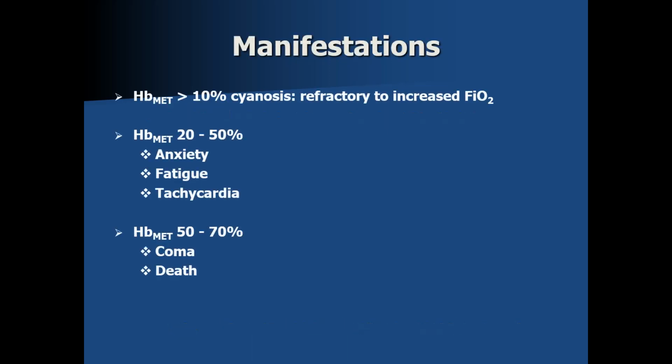Now we'll describe the manifestations of methemoglobinemia. The primary manifestation is cyanosis. If the methemoglobin level is greater than 10%, there will be cyanosis that is refractory to increased FiO2. If the level gets between 20 and 50%, the patient will experience anxiety, fatigue, and tachycardia. And at levels between 50 and 70%, the patient can develop coma and even death.